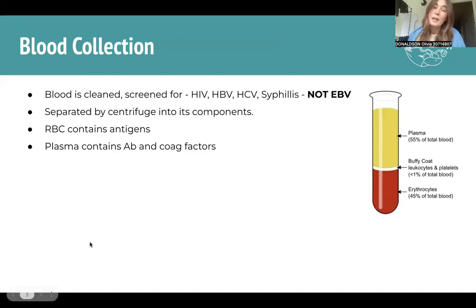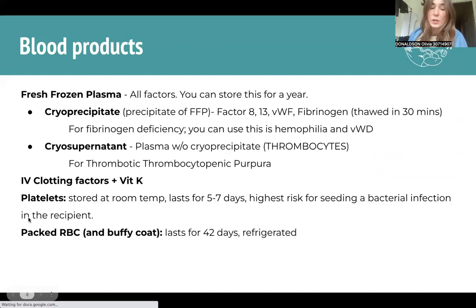So just talking about blood collection, weirdly, there was a question once about what infections are screened for in blood. It's not EBV, but that was just one question a few years ago that was a bit dog. And you should know the parts of your blood. So you've got your plasma, your buffy coat, and your erythrocytes, which should be 45%.